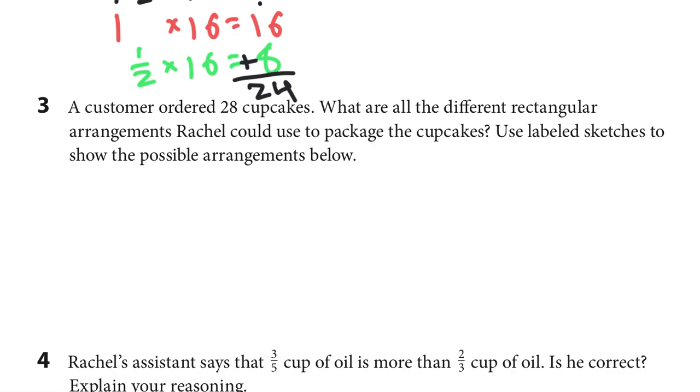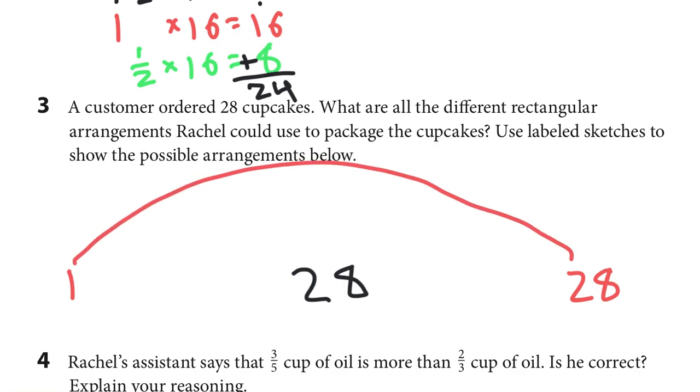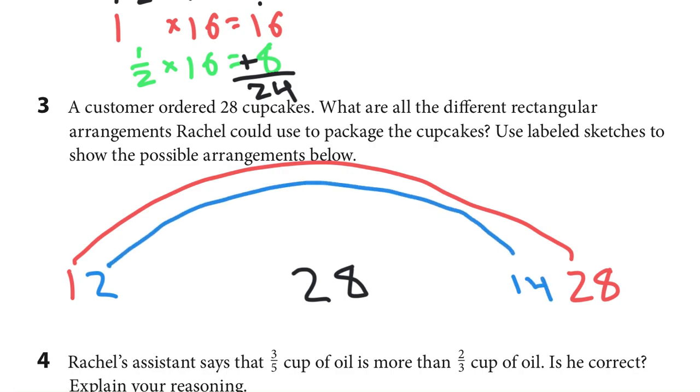And I'm just going to go ahead and say that I really think that we should make a factor rainbow here, okay? Where we put 1 and 28 on the outside, because 1 times 28 is 28, and then we find our other numbers. And maybe this will make sense when we're done, okay? But I know that 1 times 28 is 28. What about 2? 2 times what? Well, 2 times 14. 2 times 14 is also 28.